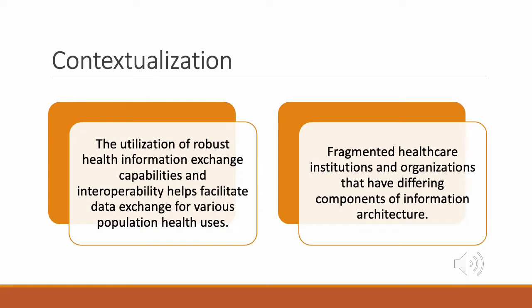So what do we mean when we talk about information architecture of population health systems? What we really want to focus on is utilizing health information exchange capabilities and interoperability, which helps facilitate the exchange of health data for various population health uses. The reason we want to focus on health information exchange and interoperability is because our healthcare system in the United States is fragmented, with various differing healthcare institutions and organizations that have different types of information architecture.